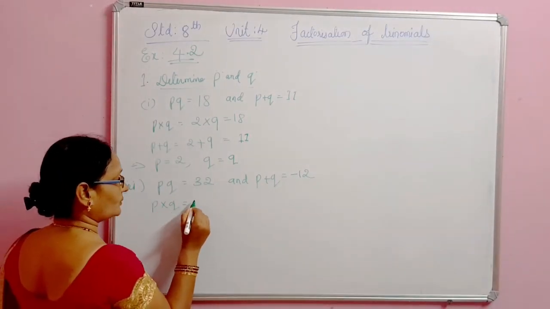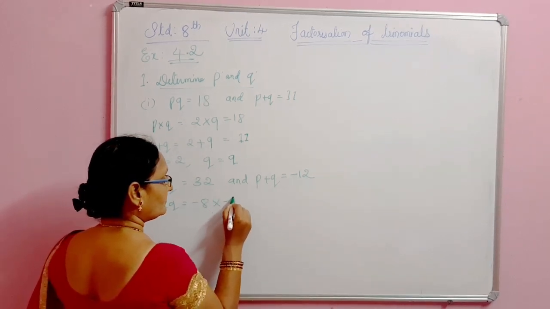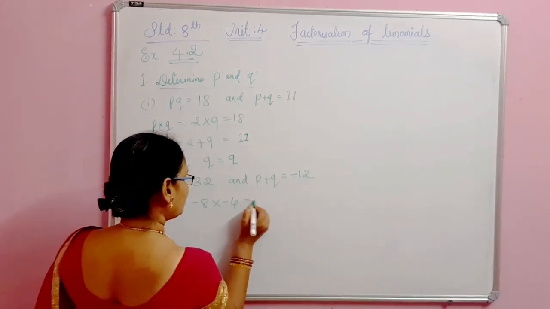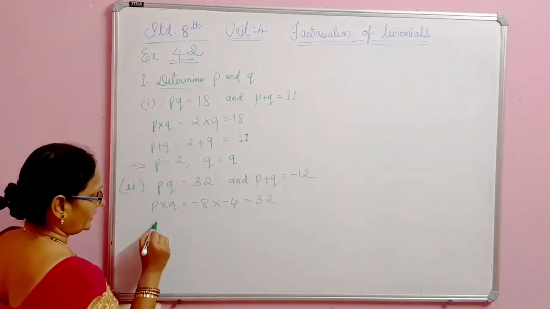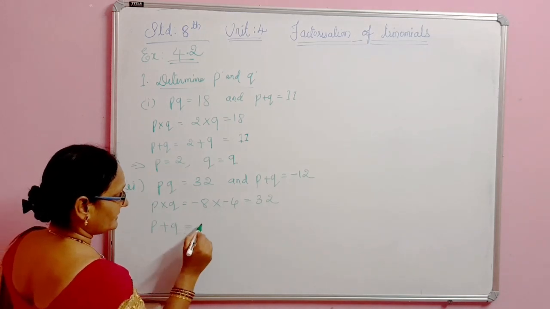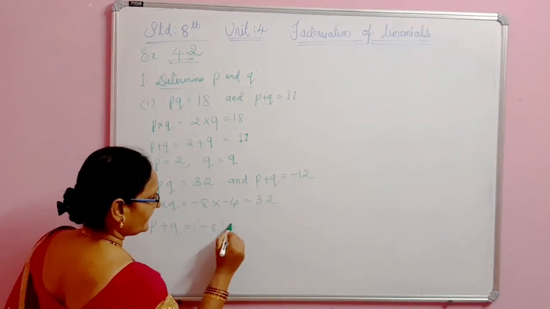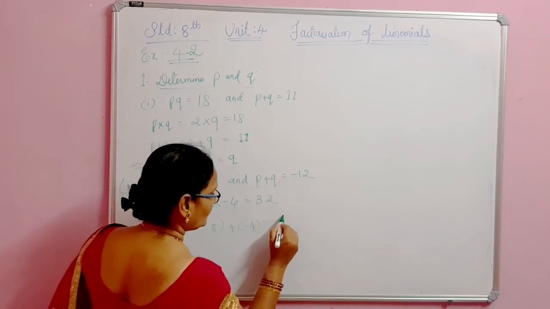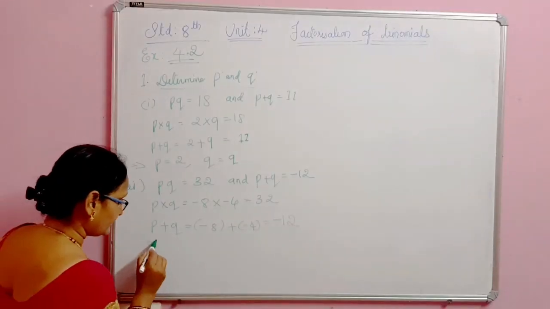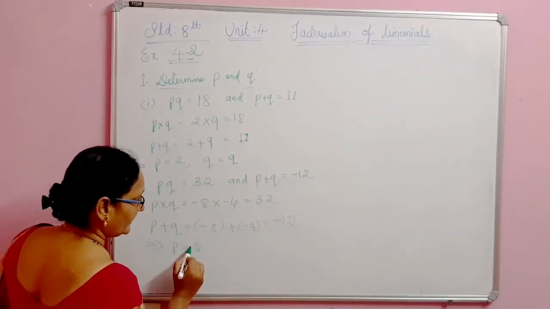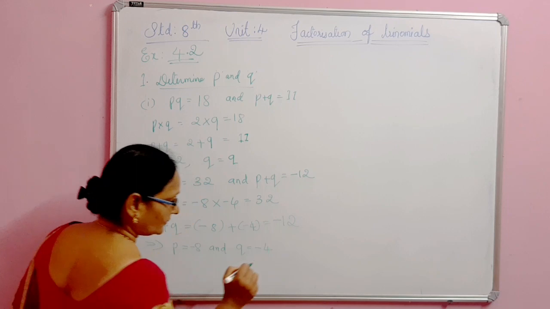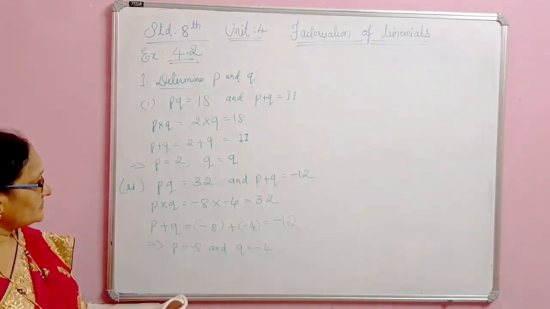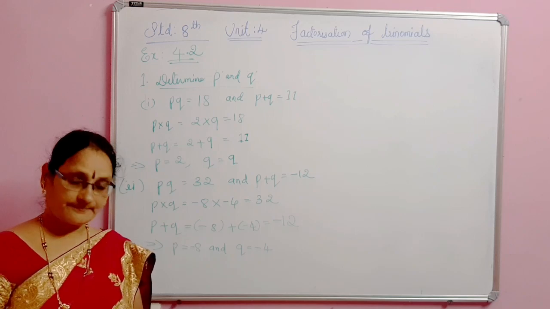P into Q is equal to minus 8 into minus 4. See, this is nothing but minus into minus is plus. Okay, 32 we got. In the same way, P plus Q, same numbers. Here see, minus 8 plus minus 4 is equal to minus 12. Same we got. This implies that P is equal to minus 8 and Q is equal to minus 4. So in this way we can solve all the remaining problems.